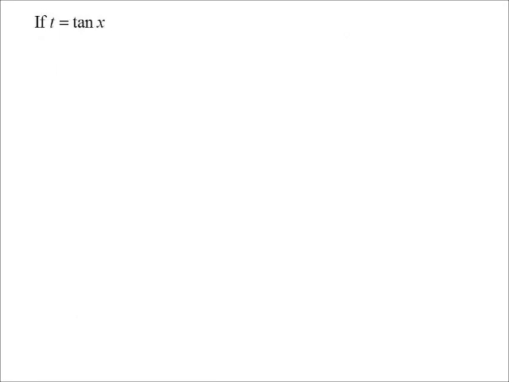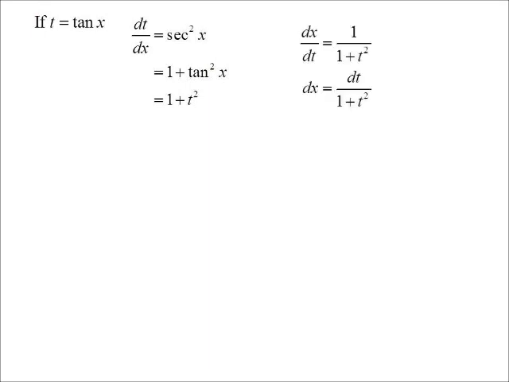That doesn't stop you using t results for other things. I mean, if you want to make t equal tan x, that's fine. But the dx ends up being, eventually we get there, dt on 1 plus t squared.